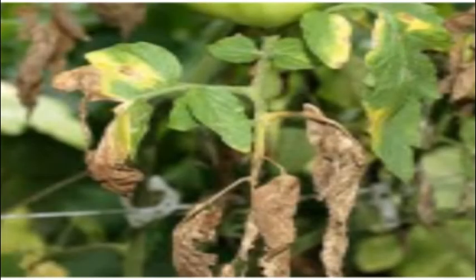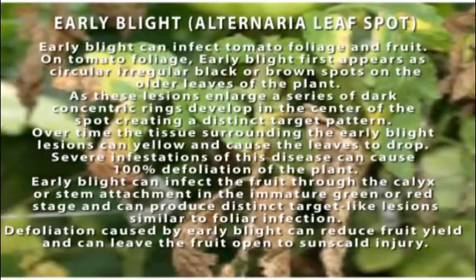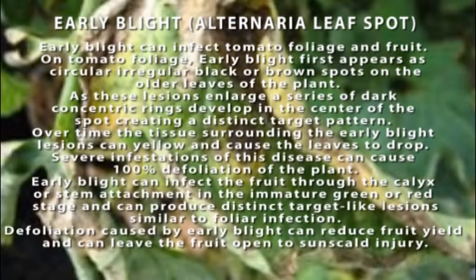Early blight can infect tomato foliage and fruit. On tomato foliage, early blight first appears as circular, irregular black or brown spots on the older leaves of the plant. As these lesions enlarge, a series of dark concentric rings develop in the center of the spot, creating a distinct target pattern over time. The tissue surrounding the early blight lesions can yellow and cause the leaves to drop. Severe infestations of the disease can cause 100% defoliation of the plant.